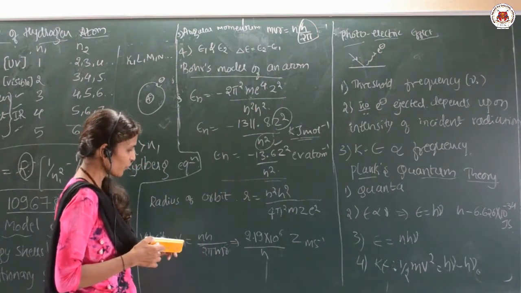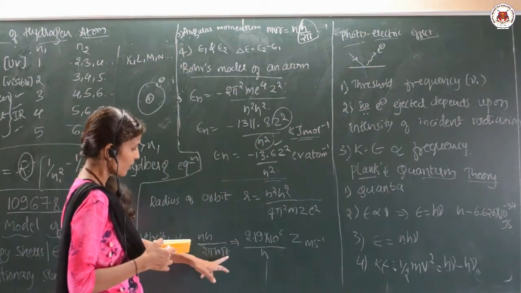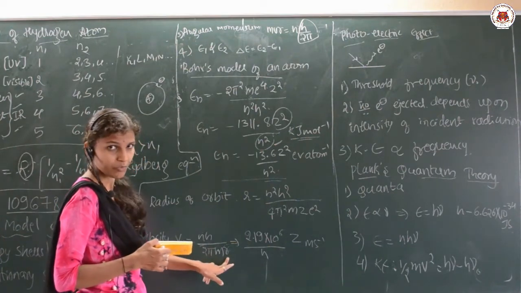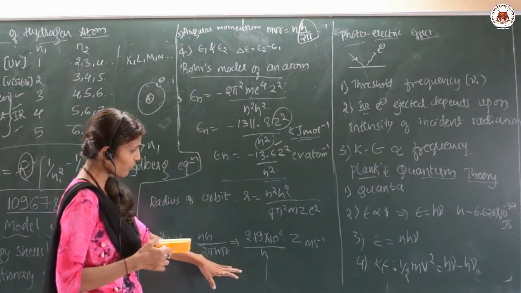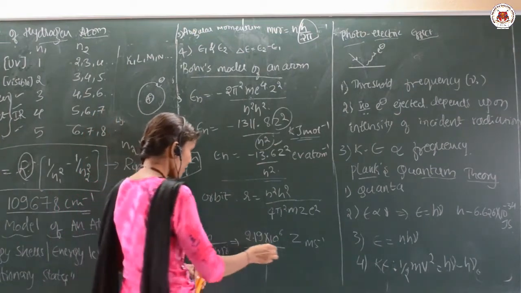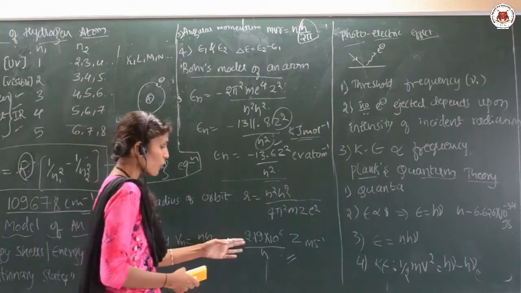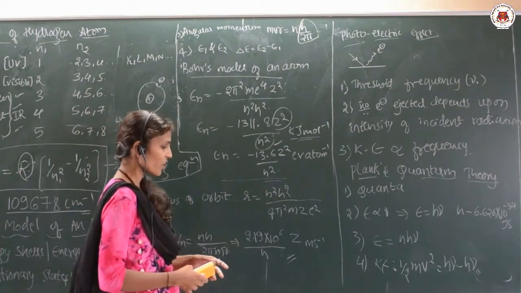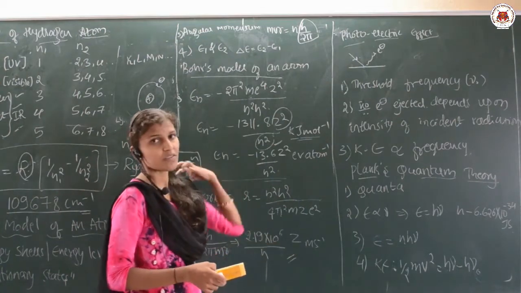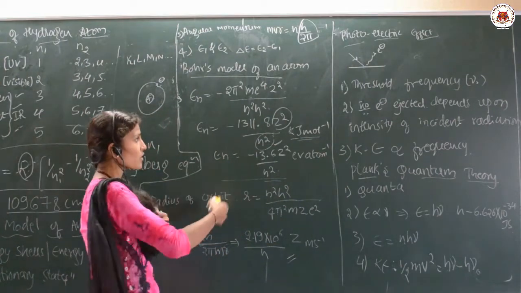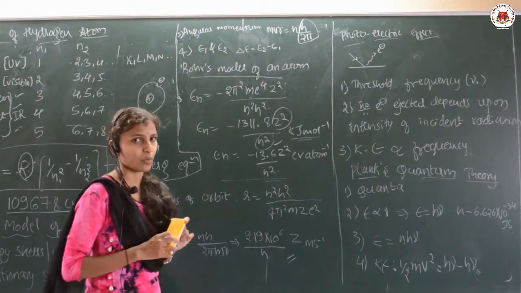So, when we substitute the value of the radius here, we know the value of the radius, substitute it and simplify it. Finally, you are going to get the velocity of an electron in the nth orbit as 2.19 into 10 to the power 6 into z divided by n meter per second. Clear? So, these are the formulas which you need to know and you need to remember also.